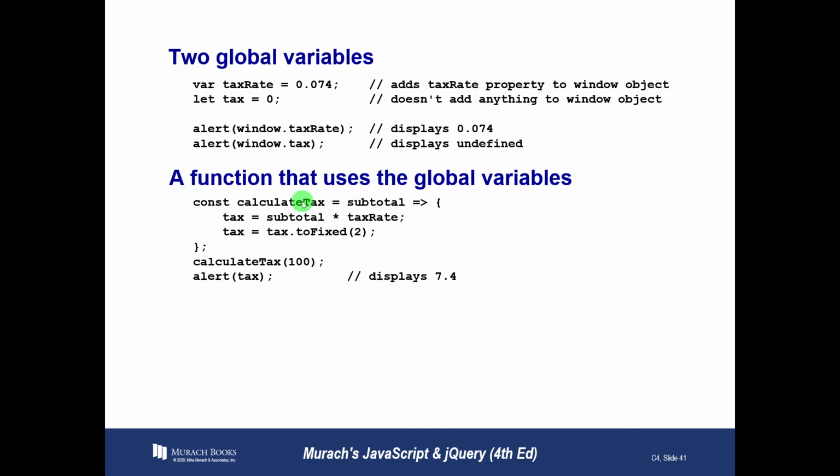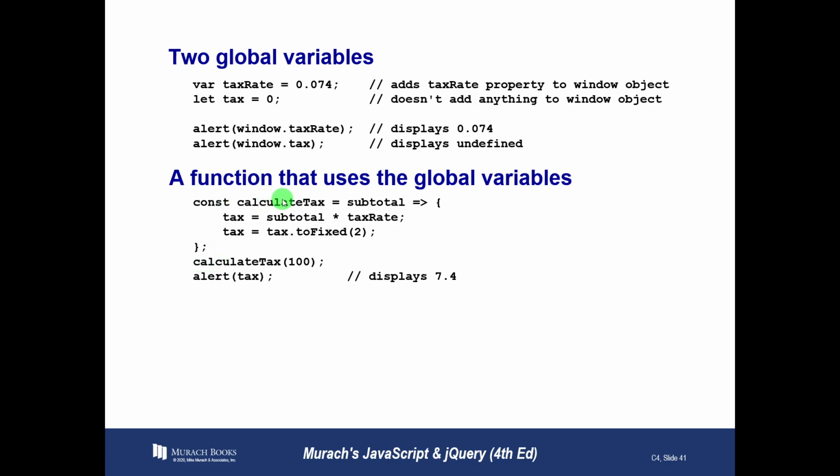So here I have a function called calculateTax. It's a function expression, because it has the equal sign. It has one parameter it takes in called subtotal, so we have to pass in an argument to subtotal. And then it's an arrow function that takes the subtotal that gets passed in and multiplies it by the taxRate, which was declared up here outside of that function, calculates the tax, rounds it to 2 decimal places, and stores it back in this global tax variable.